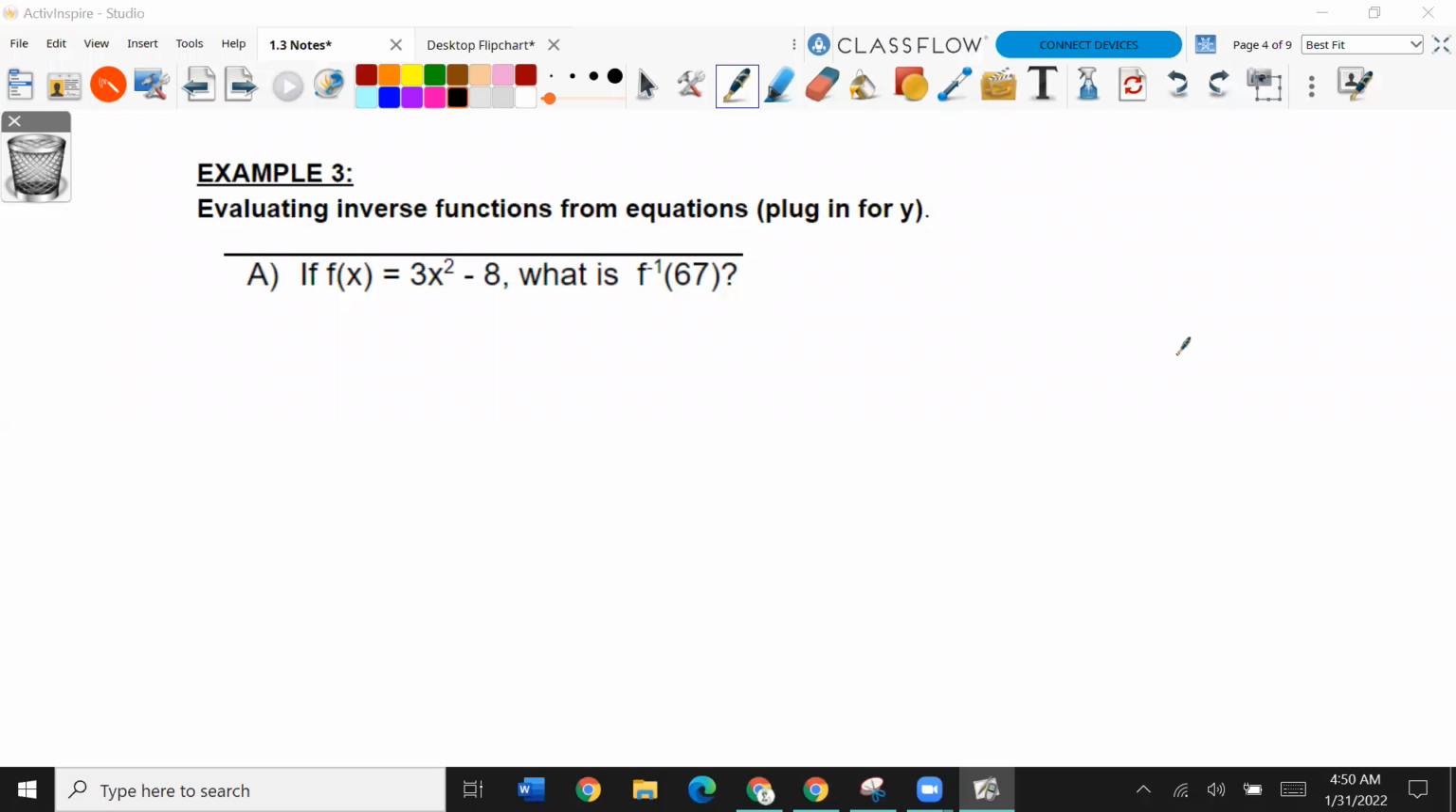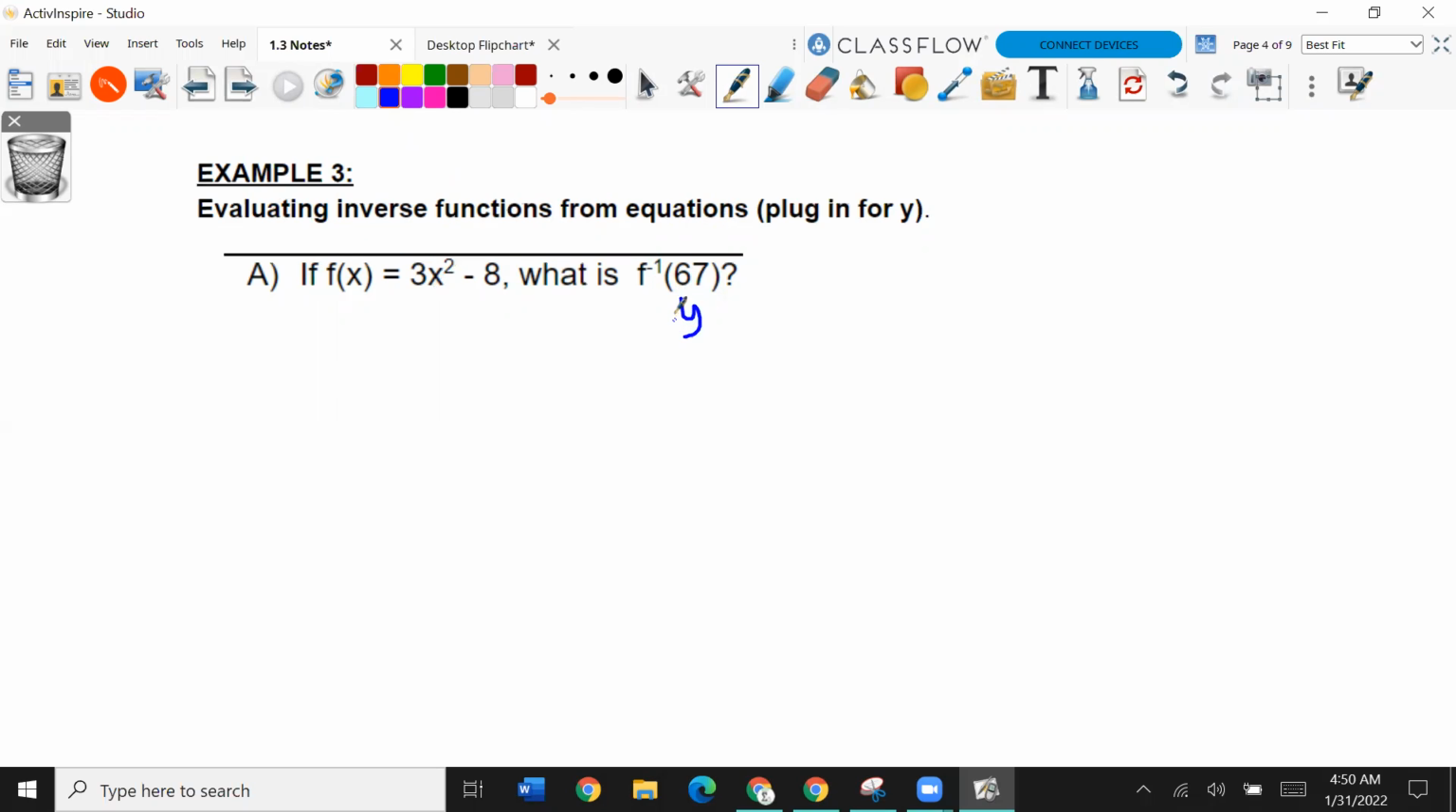Okay, example 3, we're going to be talking about plugging in some stuff here. On these problems, definitely want to check your answers with a calculator because we're evaluating. So let's get started here. It says if f of x equals 3x squared minus 8, what is f inverse of 67?